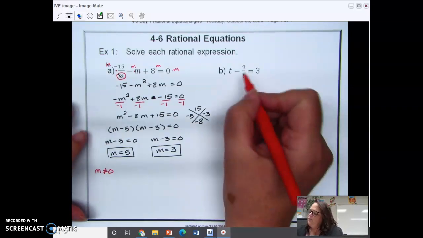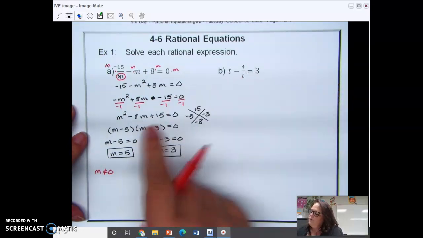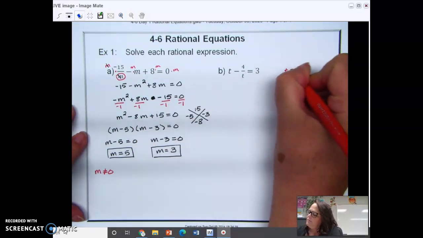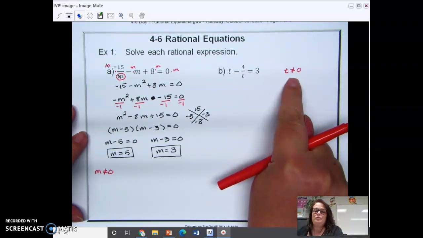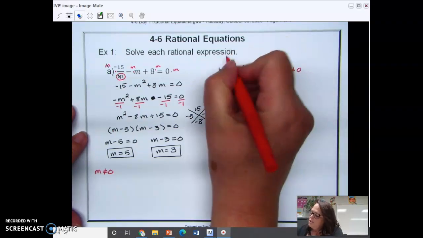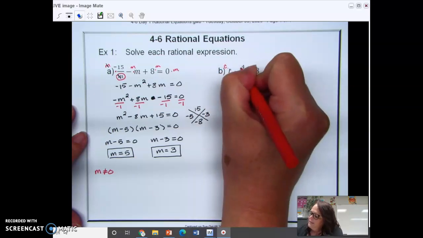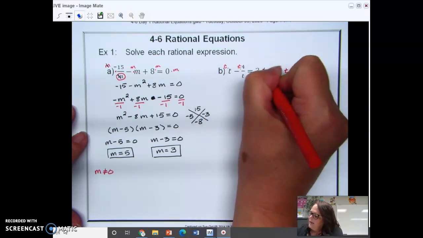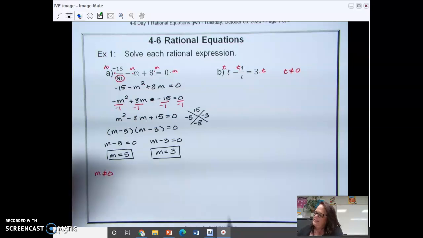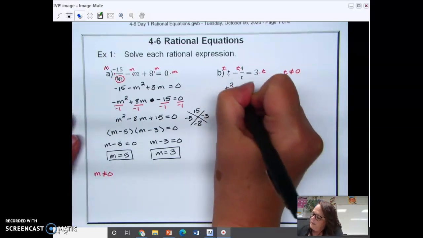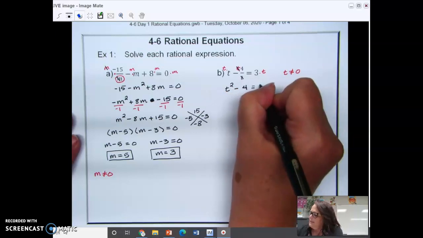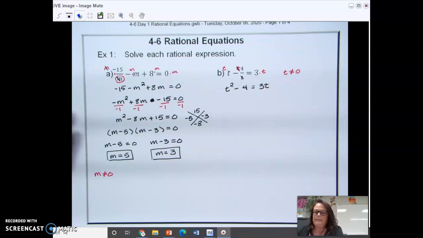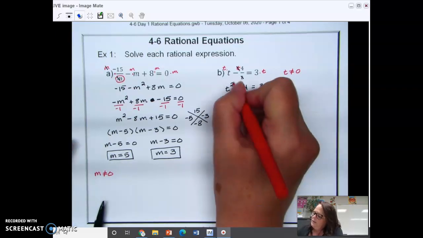And so you can see that we have t in the denominator. So we can make a little note right here just to make sure we remember that t cannot be equal to 0. That is called an excluded value. So I'm going to multiply everything through by t. And so for the first one, we get t squared. And for the second one, the t's cancel and we get minus 4, and then that's equal to 3 times t. So I want to get everything on the same side.